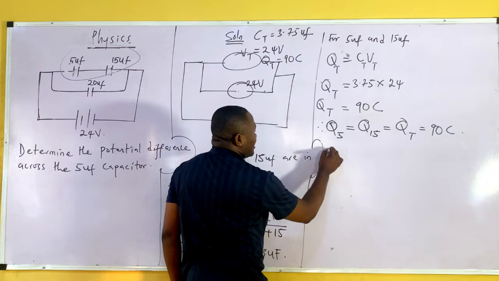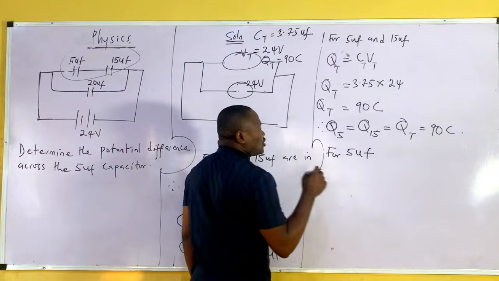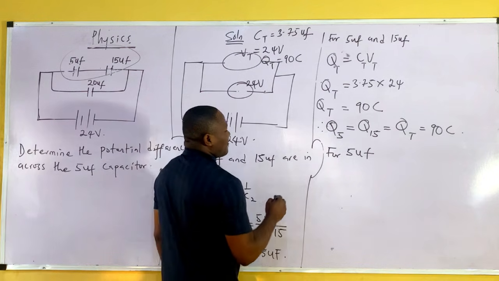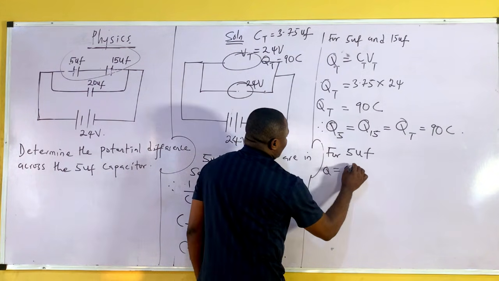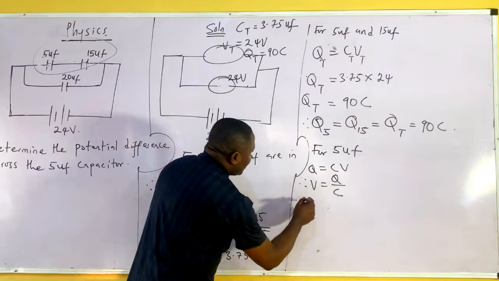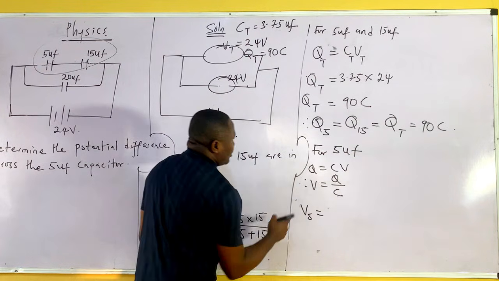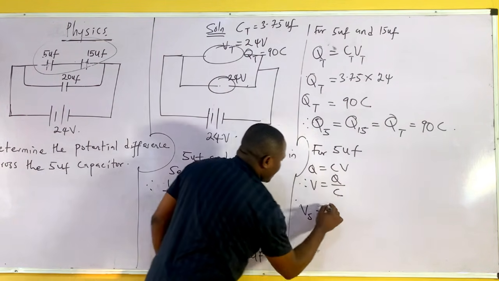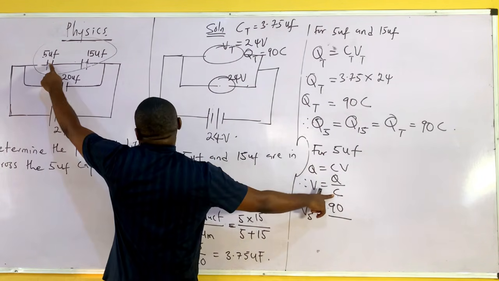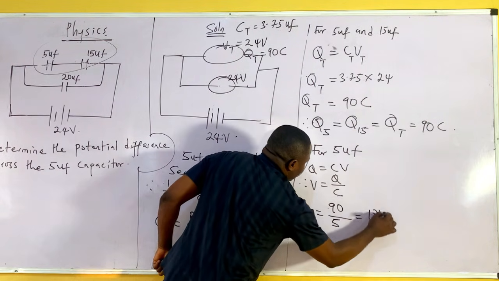So therefore, now for 5 microfarad, I want to check what the voltage is. For 5 microfarad, Q equals CV, therefore V equals Q over C. Let's see now. So V5 equals, what's our Q? Our Q for 5 is 90. 90 over, what's the capacitance? It is 5 microfarad. So the answer is 18 volts.